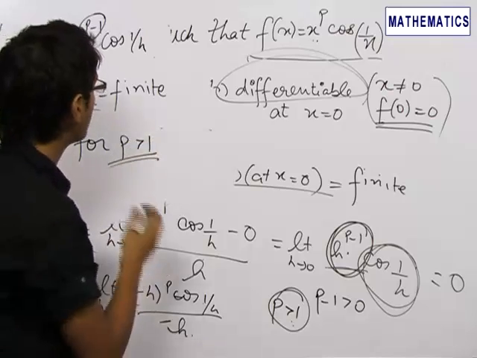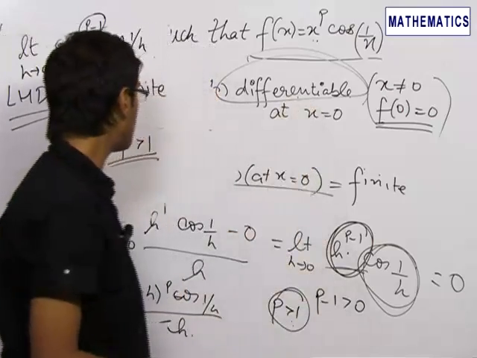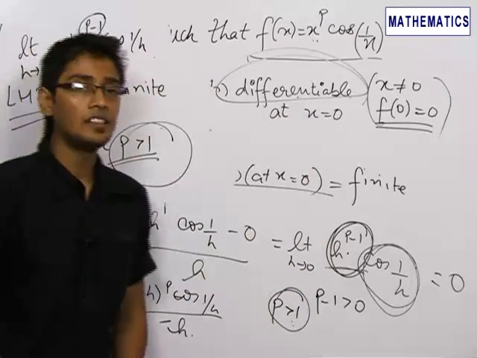So our final answer for the first part, that is the continuity part, is p should be greater than 0, and for the second part, that is the differentiability part, p should be greater than 1, and this is our final answer.